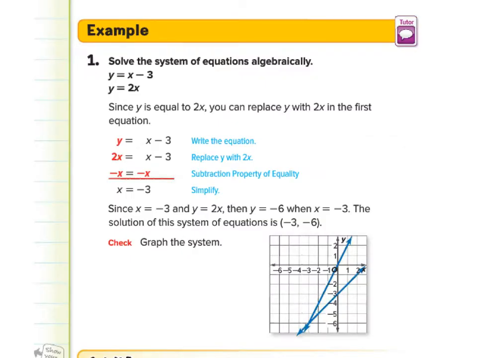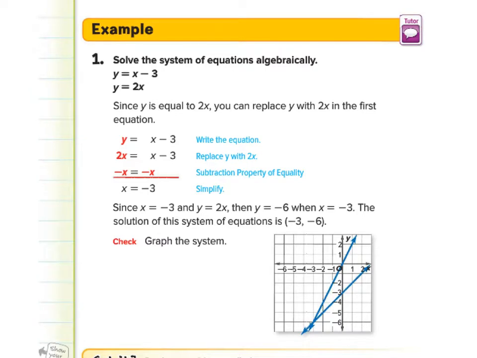In the first example, we have solved the system of equations algebraically. So we have y equals x minus 3. If you're familiar with the types of equations, you've probably noticed that this looks like slope-intercept form, right? Y-intercept. And here we have y equals 2x. Since y is equal to 2x, you can replace y, so here's our substitution, with 2x in the first equation. So if we're saying that y is 2x, let's replace it right here.